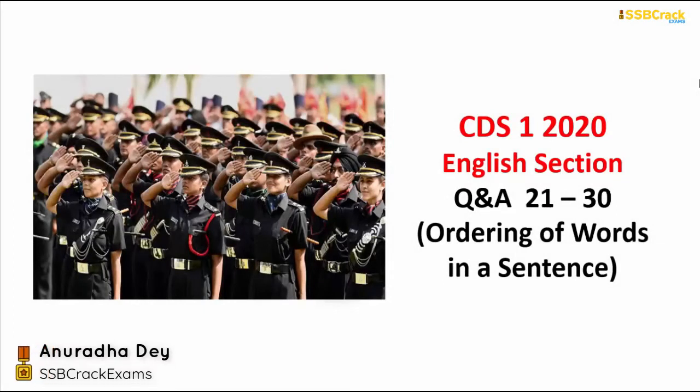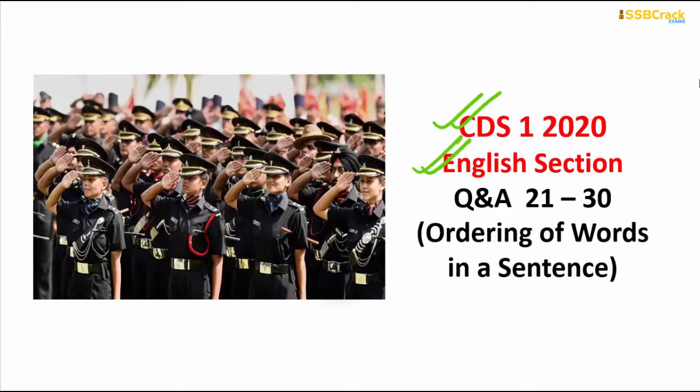I'm Anuradha, and today in this session I'm going to give you the answers and their explanations for the CDS 1 2020 English section, and the questions are from the ordering of words in a sentence, right? And I'm following the set A of the CDS 1 2020 English question paper. So the questions that we're going to solve today from the ordering of words in a sentence section will be from question number 21 to 30 in set A.